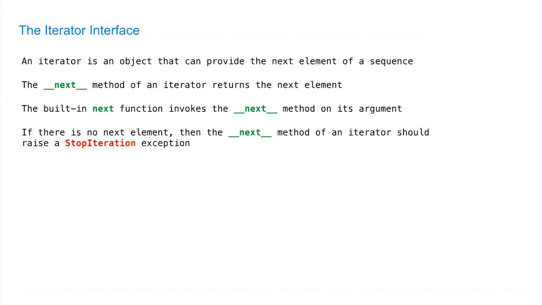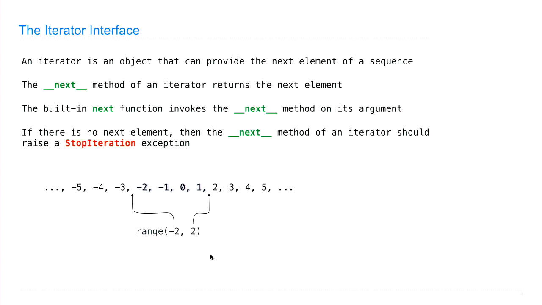Okay. Here's the thing that's a little bit quirky about Python. If there's no next element, what do you do? Well, in Python, Python treats this as an exceptional event. It says, oh, you asked for the next element, and there is no next element. And so it raises an exception called the built-in StopIteration exception.